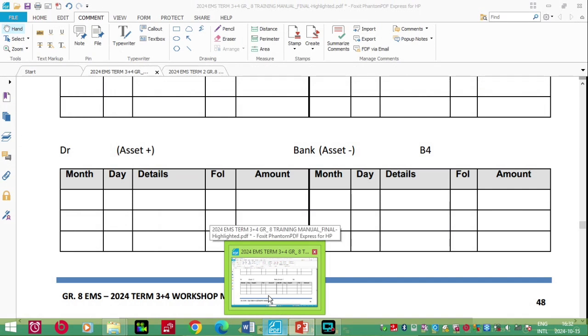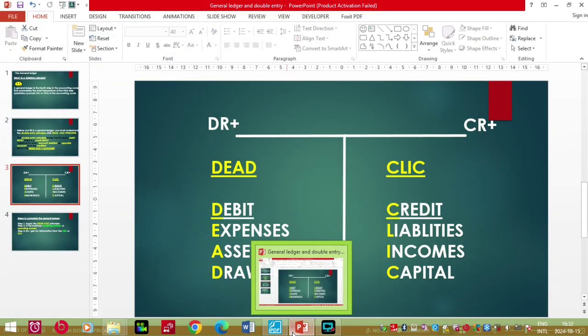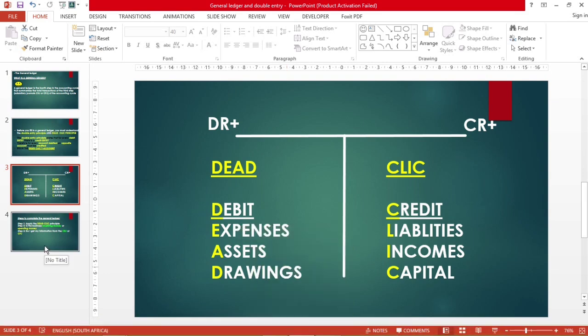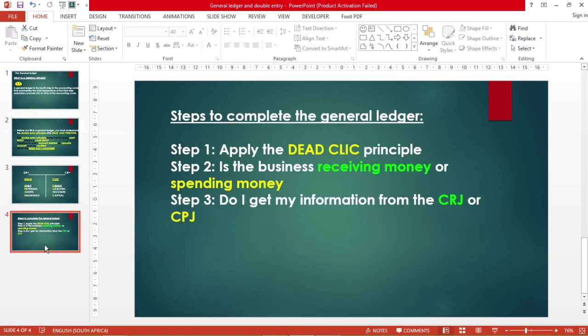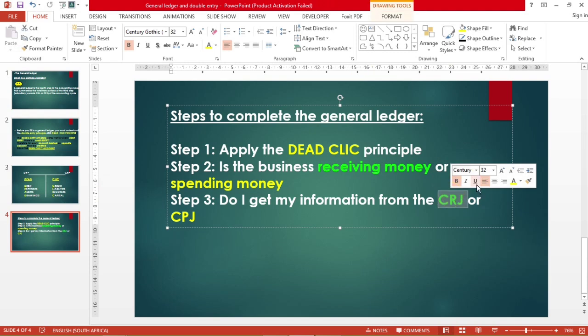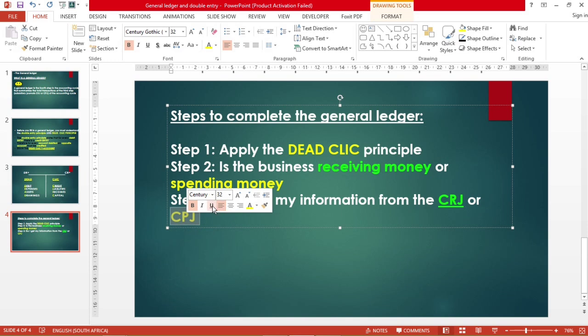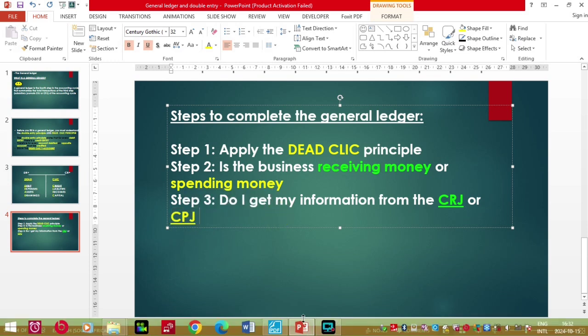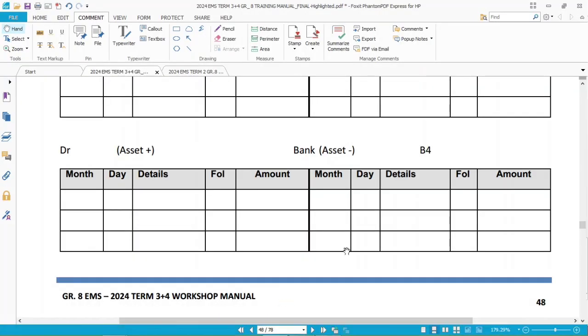Alright, so I am going to go to my CRJ. With bank I receive money, but I also spend money, so it's not just appearing in my CRJ alone, it's also appearing in my CPJ. So I'm going to align both of them. I'm going to underline them. So I'm going to go to my CRJ first.